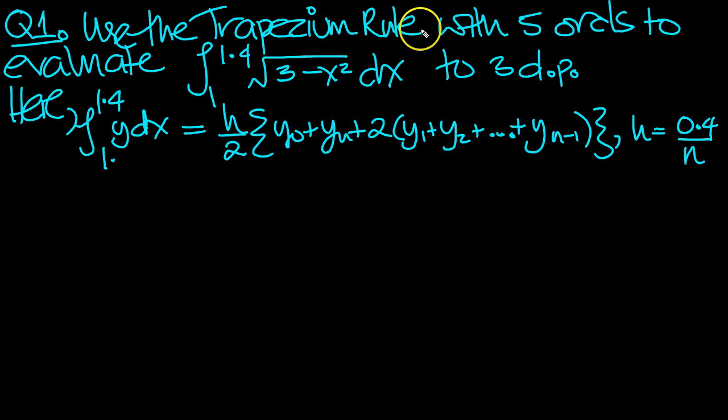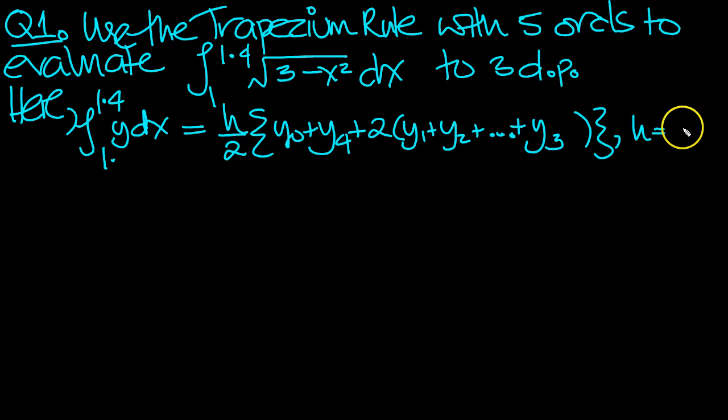Now n, the number of intervals. It says 5 ordinates, so the number of intervals is 4. y0 to y4 will give us the 5 y ordinates, won't it? So n is 4. Let's put that in, y4, and n is 4 here. And n minus 1 will be 3, won't it? So let's put that in as well. And n is 4. 0.4 over 4 is 0.1, so I'm going to write that down straight away.